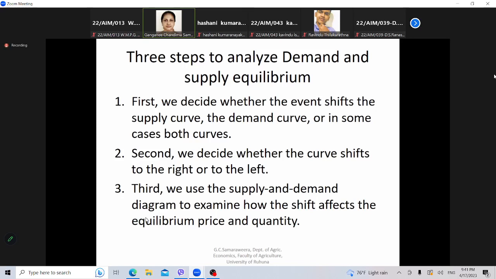One question from Ravindu. Just explain that chart again. Okay, very good. I'll explain it again.